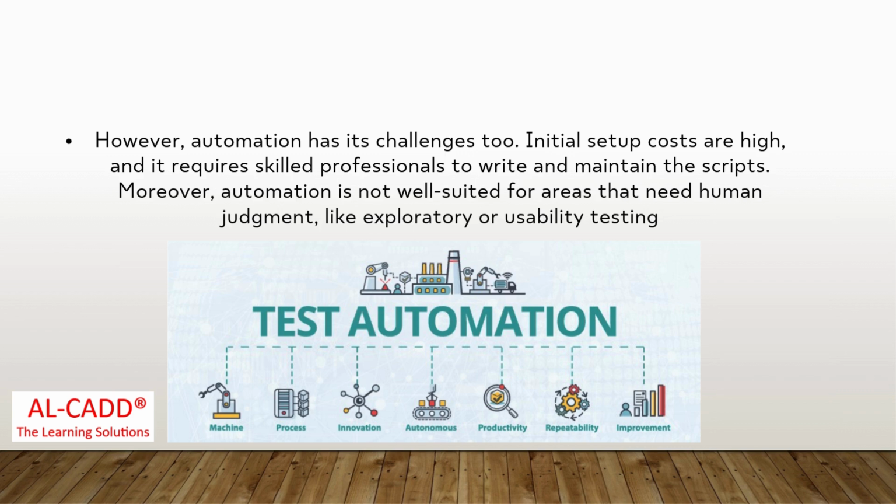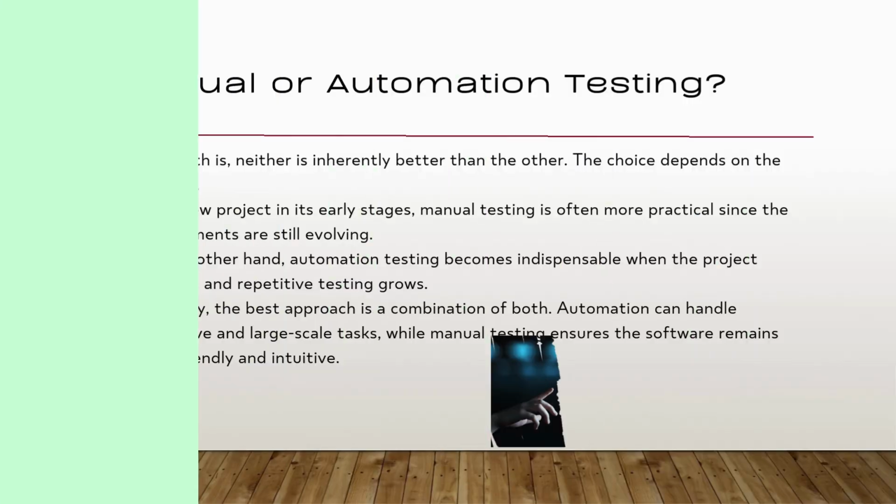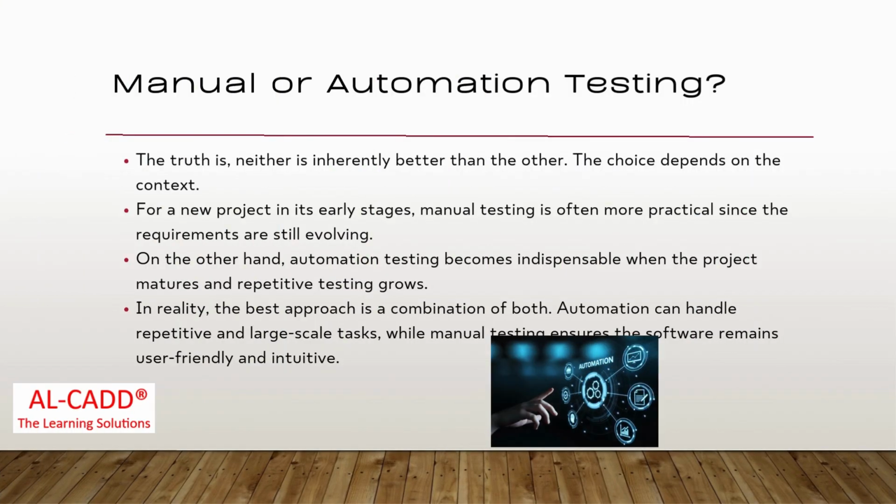The major benefits of automation testing are speed, accuracy, and scalability. Once an automation script is written, it can be reused across multiple testing cycles, saving time and effort. Tools like Selenium, JUnit, and Cypress have become industry standards, enabling companies to test faster and deliver software more efficiently.